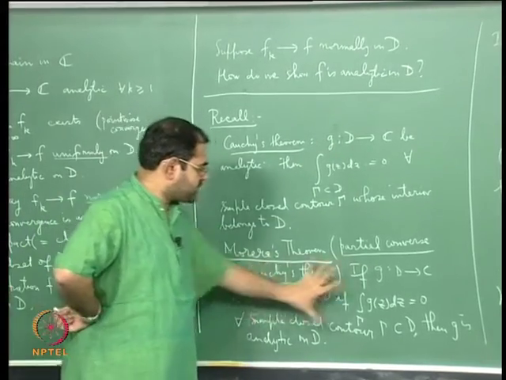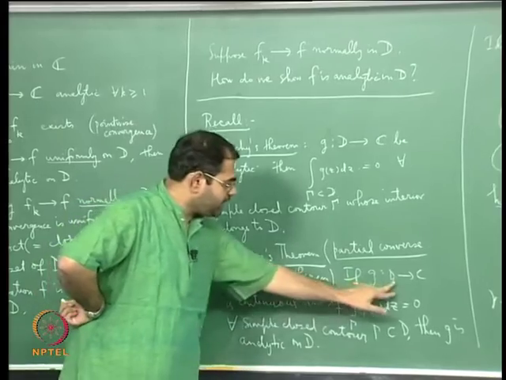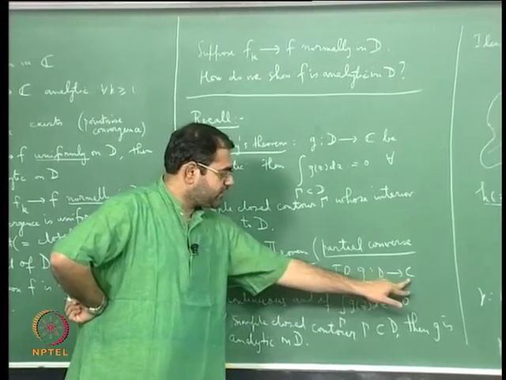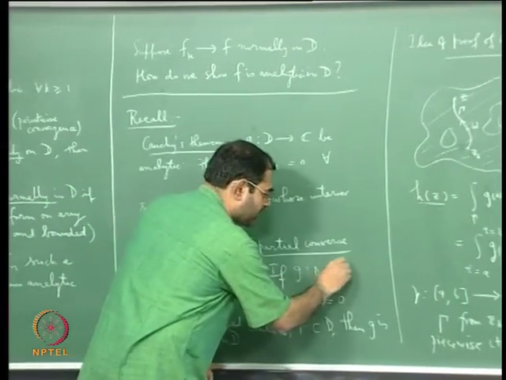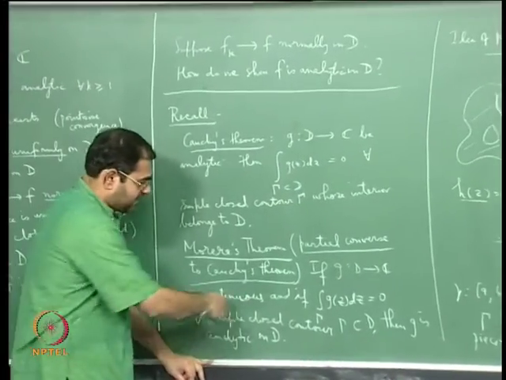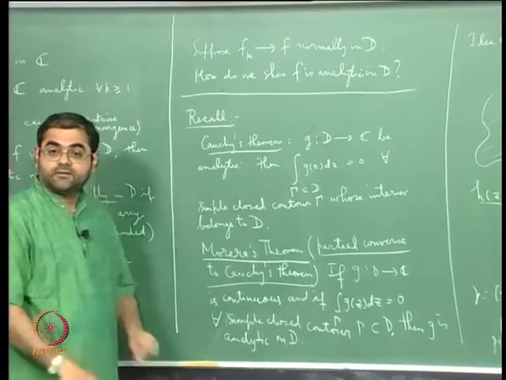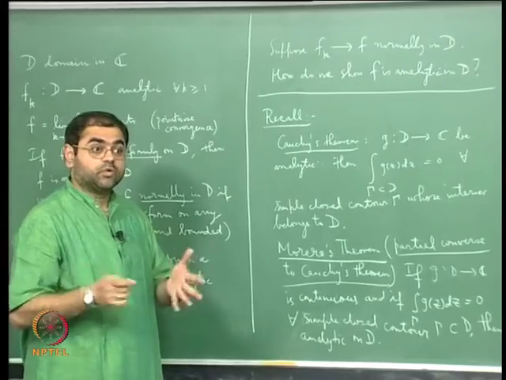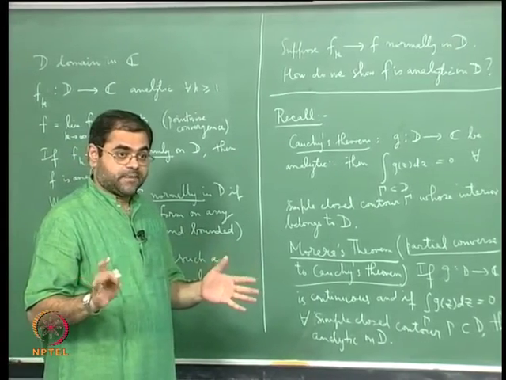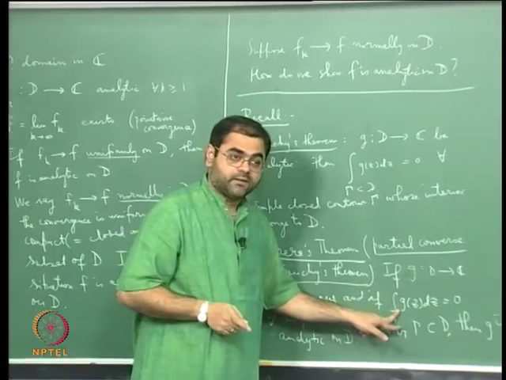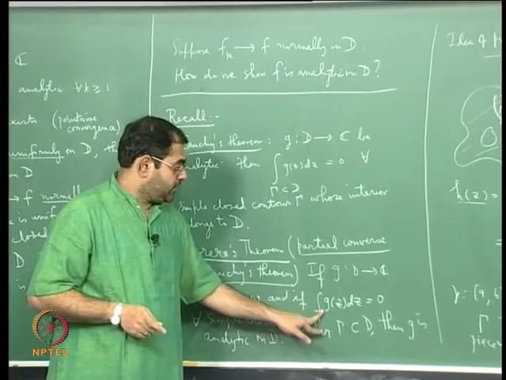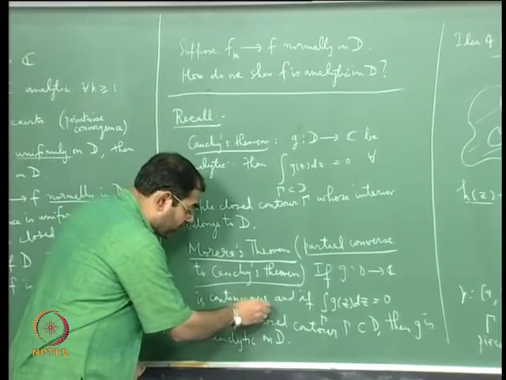So my situation is like this: I have a domain D, and I have the function g defined on D with values in the complex numbers, and it satisfies the conclusion of Cauchy's theorem, that the integral over every loop is zero. And the extra condition is that g is already assumed to be continuous.